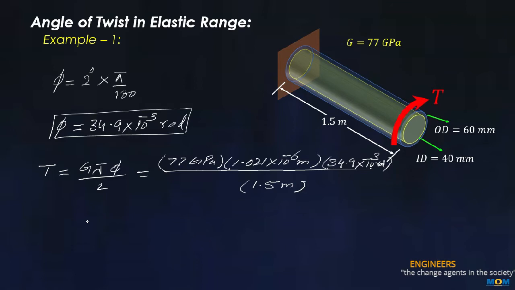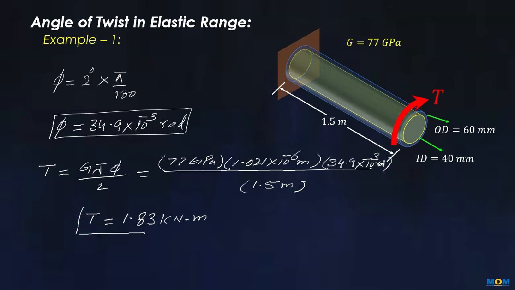On solving this, the torque, that is 1.83 kilonewton meter. So the torque to produce twist of 2 degree at the end of the shaft is going to be 1.83 kilonewton meter.